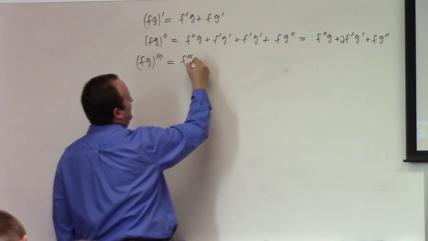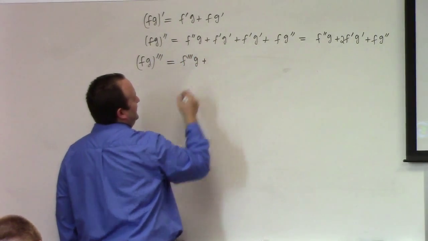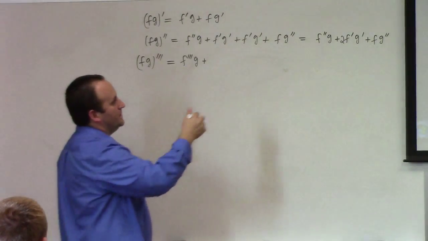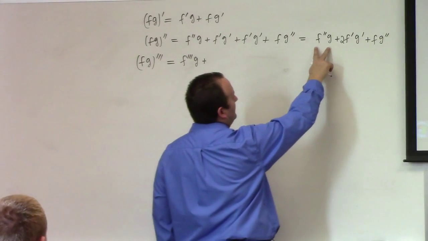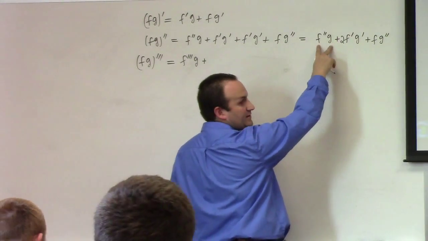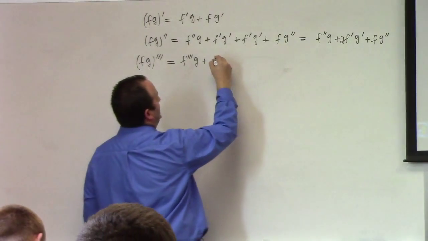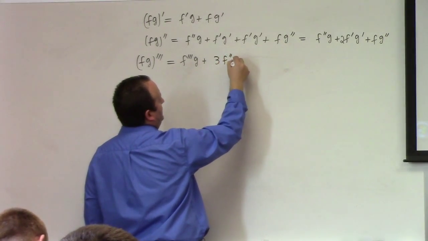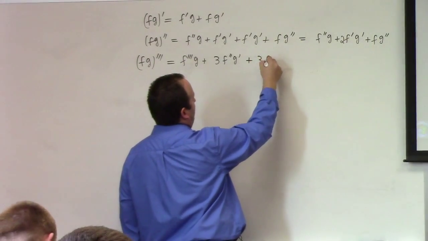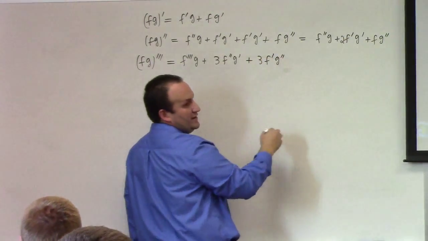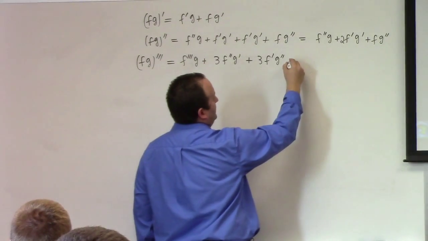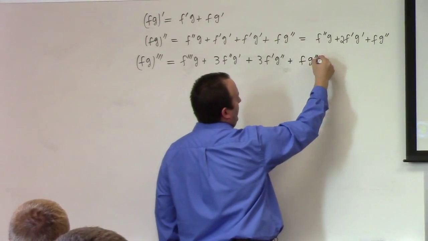F prime prime prime g plus, and you know what? Let me just go ahead and collect what's going to happen. You're going to have 3 of the terms with f prime prime g, because you get 1 from here and you get 2 from here. So you get 3 f prime prime g prime. And you're also going to get 3 terms that have f prime g prime prime, because you get 2 from here and 1 from there by the product rule. And then, of course, we have the residual f g prime prime prime.